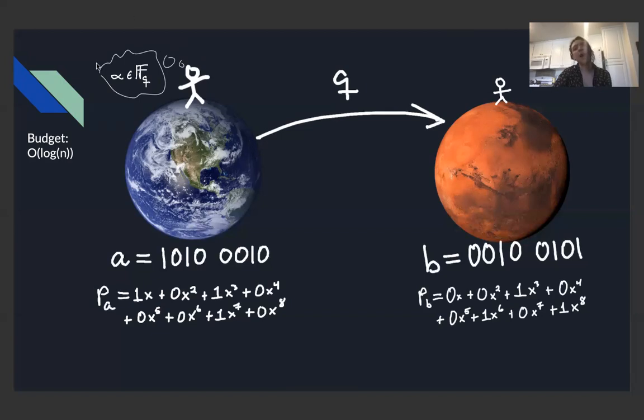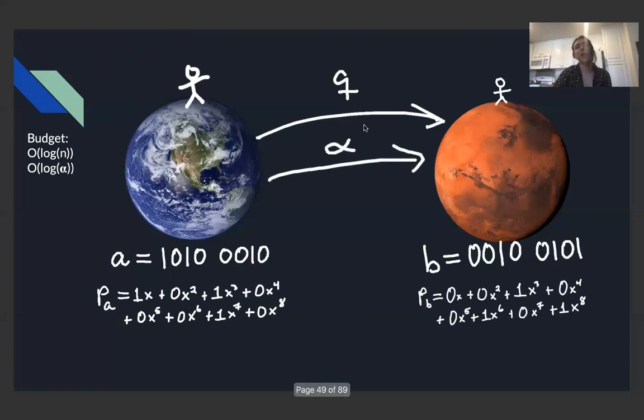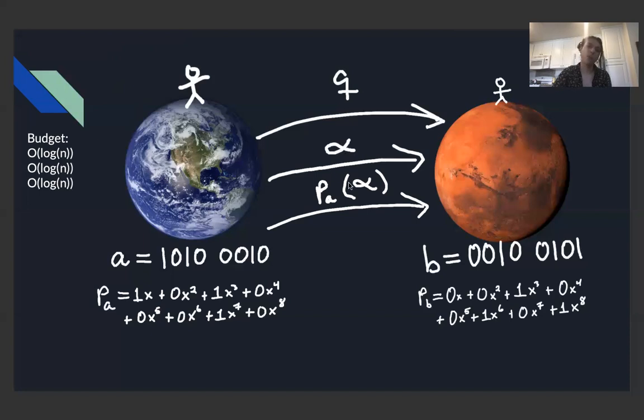And now Alice is also going to pick some alpha in F_q, some element of the finite field of order q, and she's going to send that to Bob as well. Again, it costs log of alpha many bits, but that's okay, because alpha is less than q. So that's also log n many bits. And she chose alpha randomly, I should say. It's okay if you choose q deterministically, but alpha should be random for what follows.